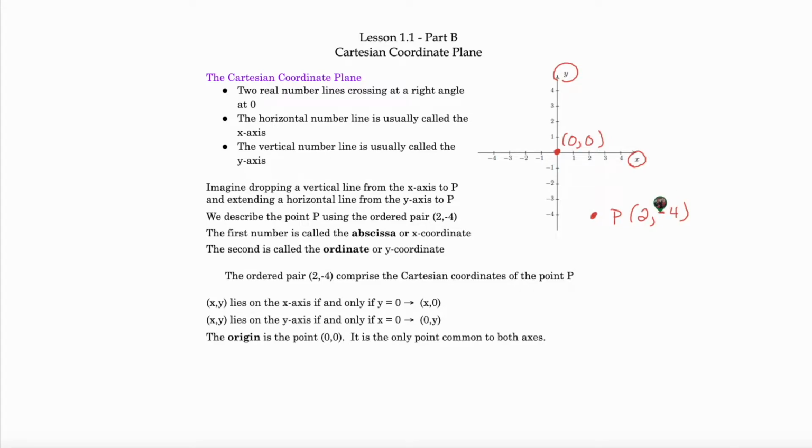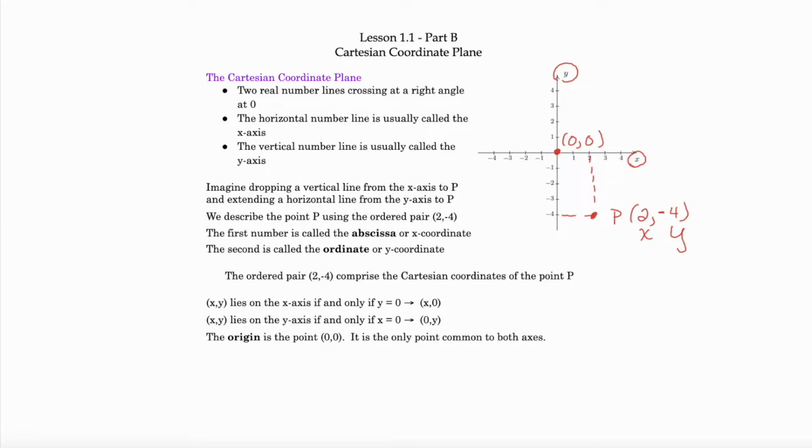So let's imagine that we're dropping a vertical line from the x-axis to P and a horizontal line from the y-axis to P. This gives us the point (2, -4), where we have the x-coordinate and the y-coordinate. The first number, the abscissa, is the x-coordinate, and the second is called the ordinate or the y-coordinate. We'll typically refer to them as the x and the y-coordinate.